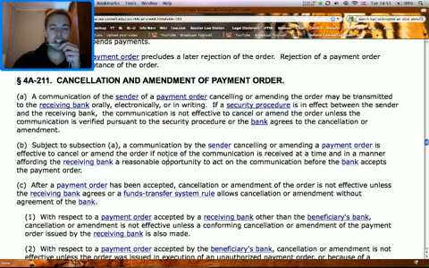4A-211, cancellation and amendment of payment order. A communication of the sender of a payment order cancelling or amending the order may be transmitted to the receiving bank orally, electronically, or in writing.